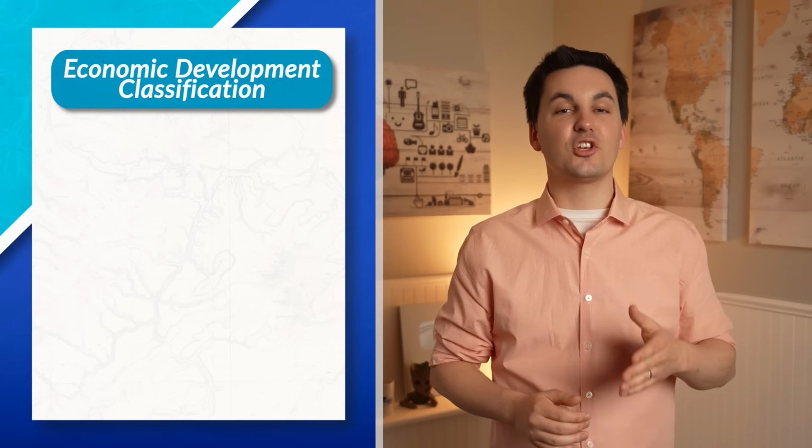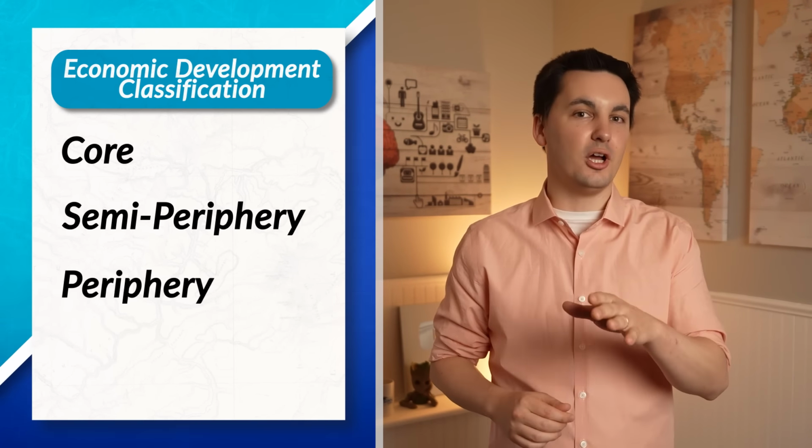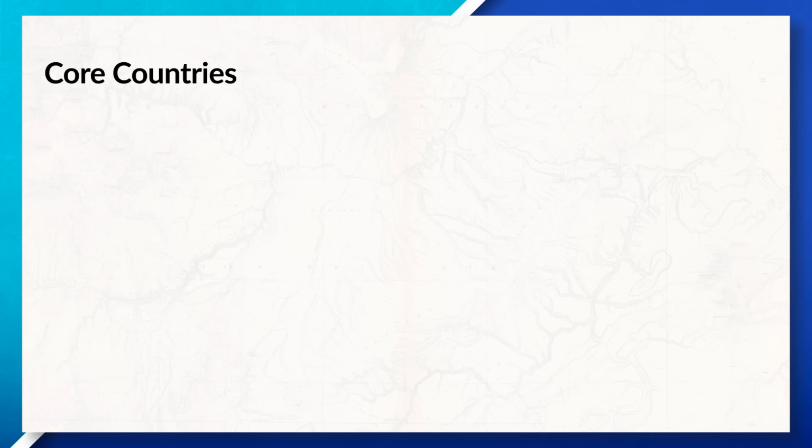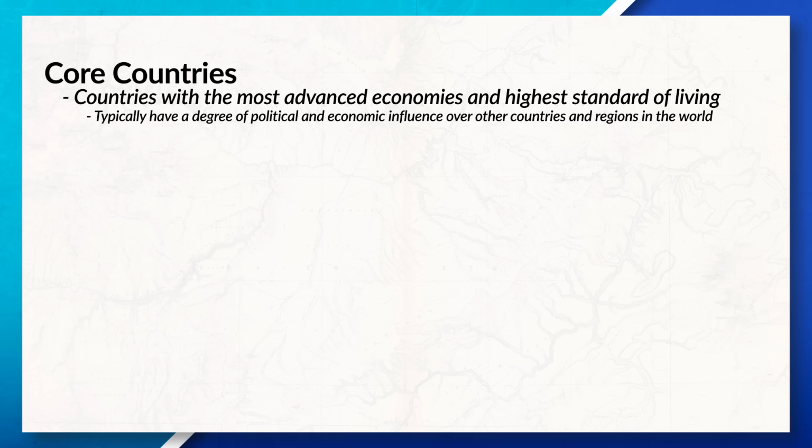Now, since we've spent some time talking about the different economic sectors, we also need to look at how we can classify countries based on their economic development. Throughout this course, we will continue to reference countries as core countries, semi-periphery countries, and periphery countries. Core countries tend to have the most advanced economies, typically have a higher standard of living, and have more of their jobs located in the tertiary sector.